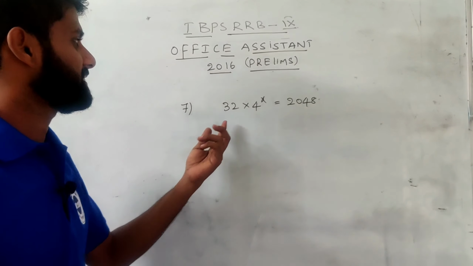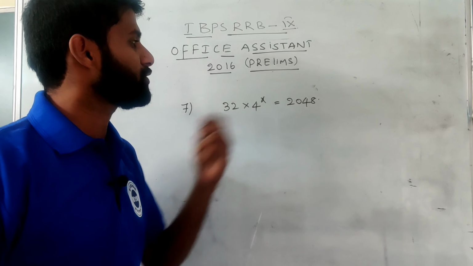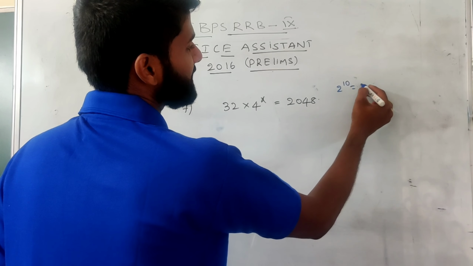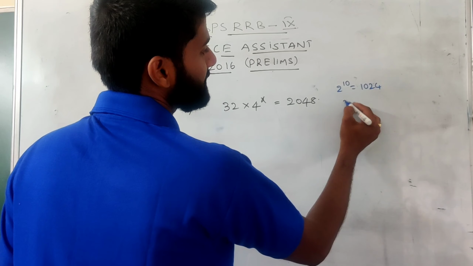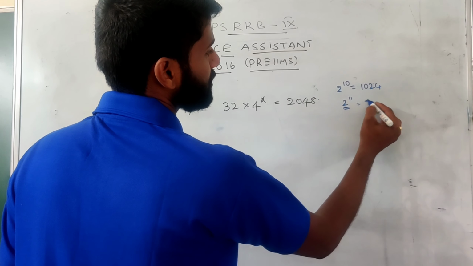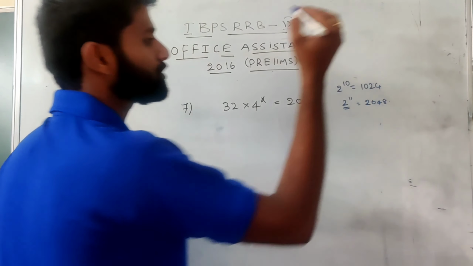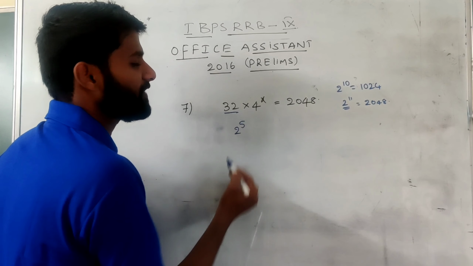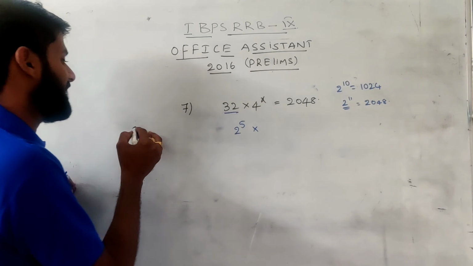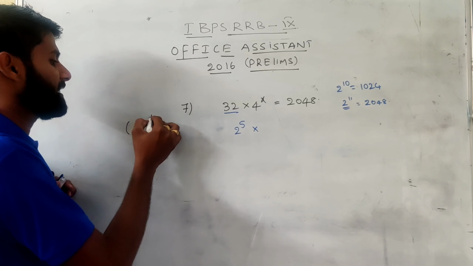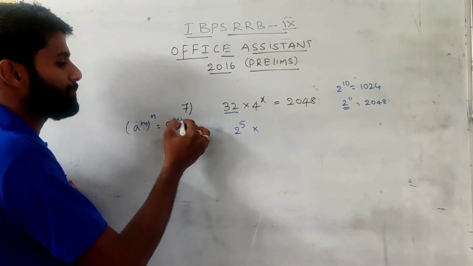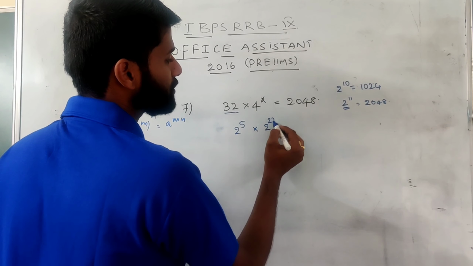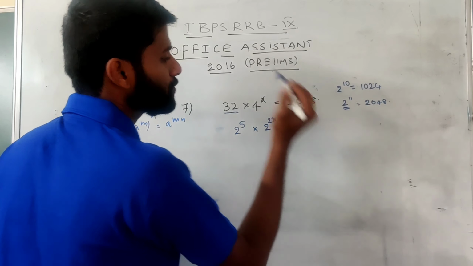Next one. 32 into 4 power x exactly equal to 2048. We know that 2 power 10 value exactly equals 1024. It means 2 power 11 value exactly equals 2048. We know the first information. Then 32 we can write as 2 power 5. And 4 power x, we have a rule here. (a power m) whole power n can be written as a power mn. Same thing, 4 power x can be written as 2 power 2x, exactly equal to 2 power 11.